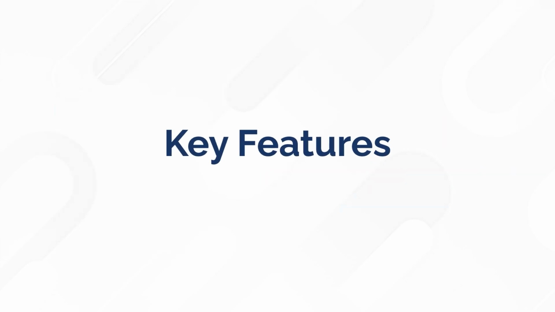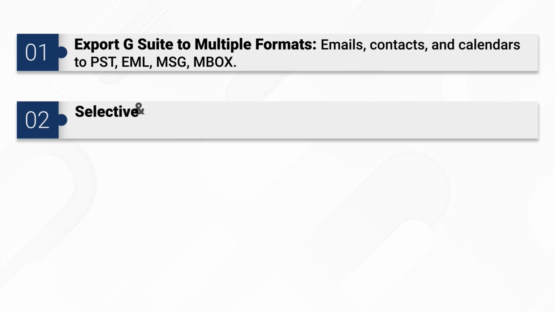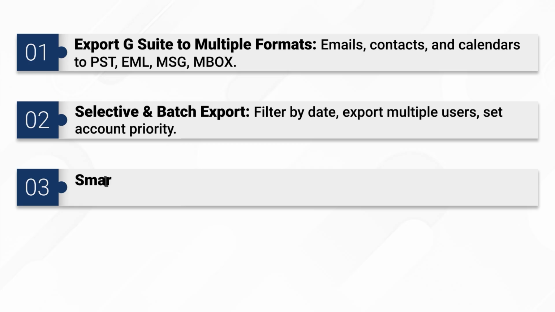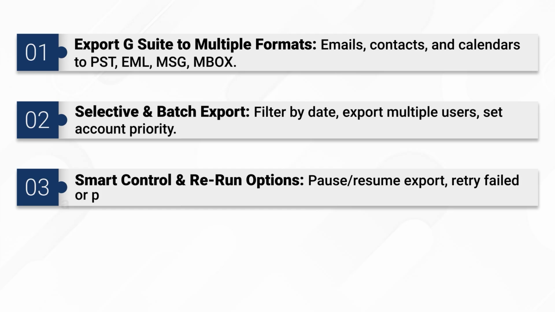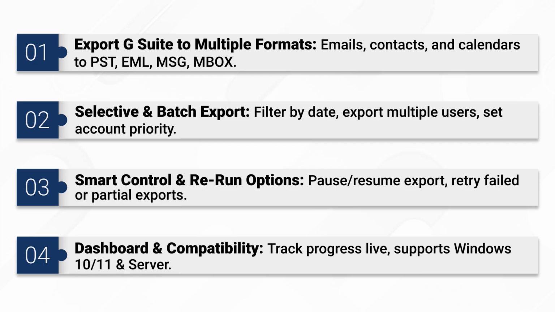Let's discuss key features. With this tool, you can easily export your G Suite emails, contacts, and calendars to formats like PST, EML, MSG, or MBox. It also lets you filter data by date, export multiple users at once, and even prioritize specific accounts. You get full control over the export, pause or resume anytime, and if anything fails, you can rerun just the failed items or do a full or delta export. Plus, there's a live dashboard to track everything, and it works perfectly on Windows 10, 11, and even server systems.